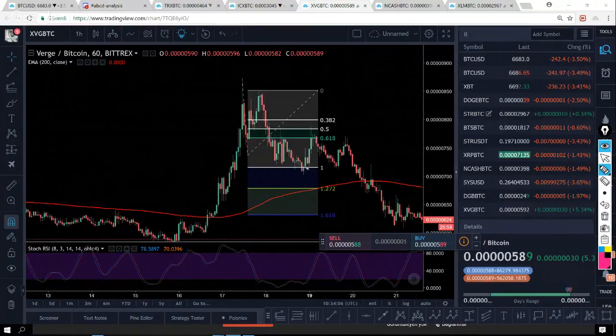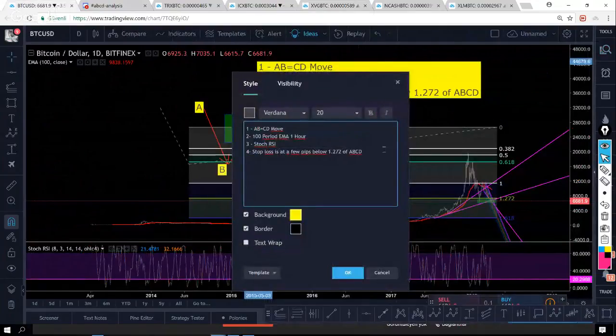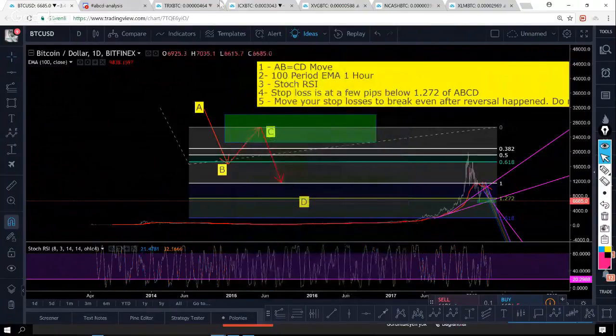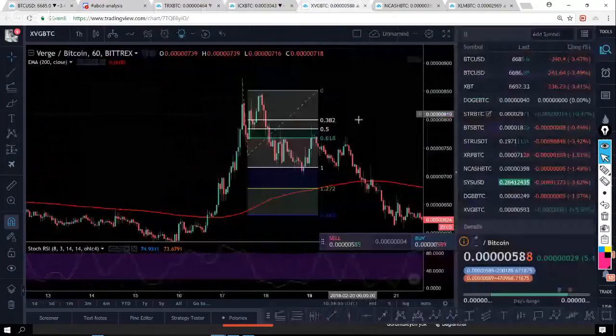We cannot hold this stop loss after this move, because this stop loss is for this reversal, not for the trade itself. And one more rule. Move your stop losses to break even after reversal happened. Do not lose anything after reversal happened. Okay, guys, we never hold a bad trade in our hand after this reversal happened.